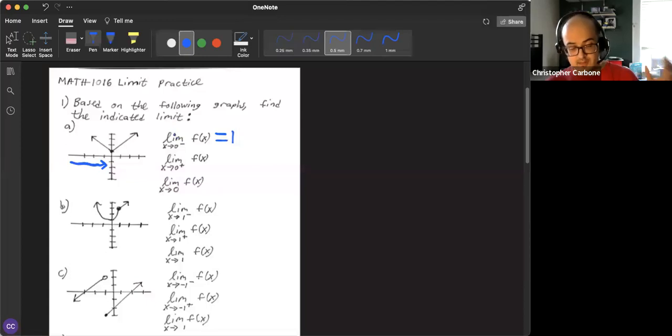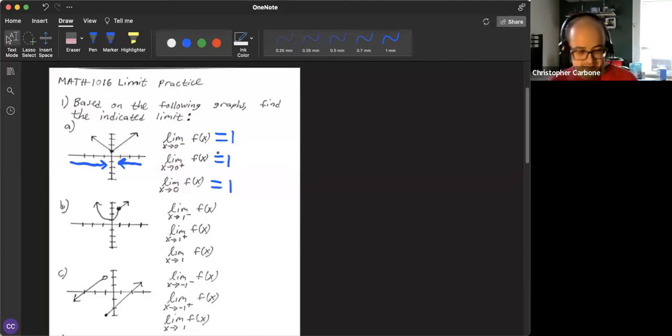For the limit as x approaches 0 now from the right-hand side, this function also approaches a value of 1. So since the left hand and the right hand limits both approach a value of 1, the overall limit as x approaches 0 is also equal to, well, 1.